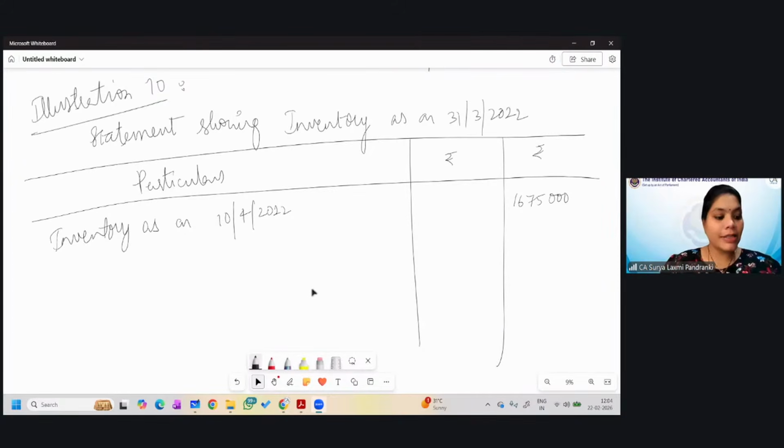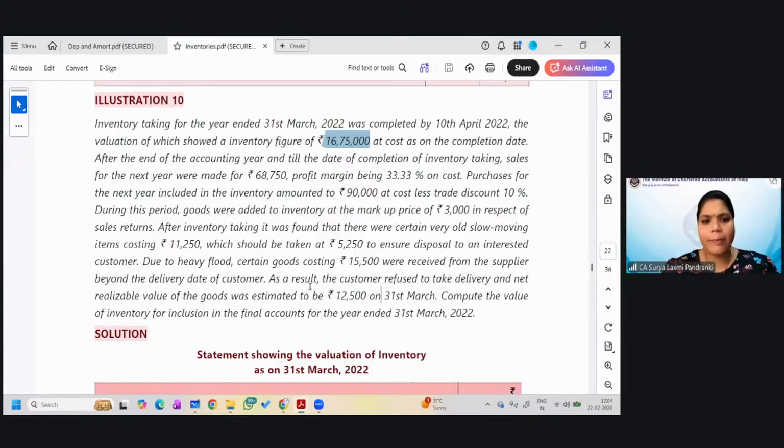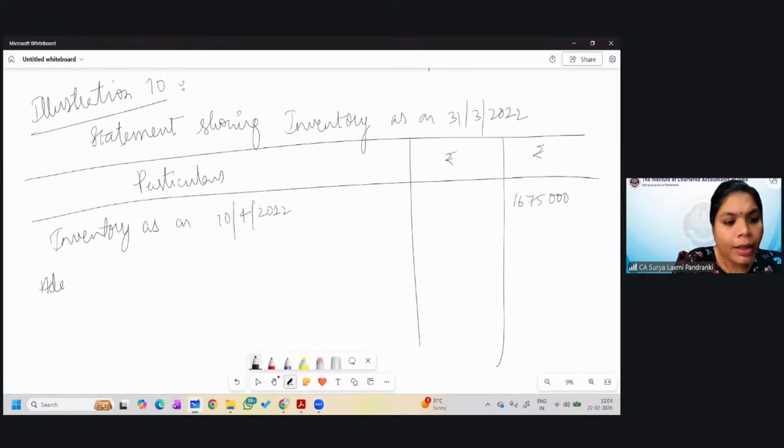Now, what is the first adjustment that we have? You will have to see the sales and purchases and all other things. Same thing as we have done in the previous question. We'll do it in the same way. So add back cost of goods sold.